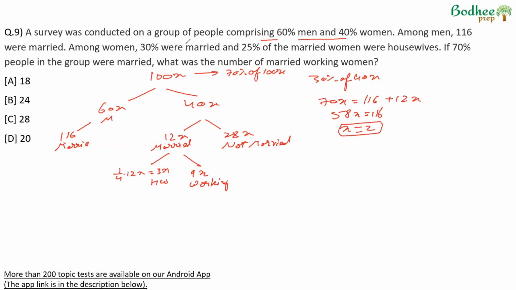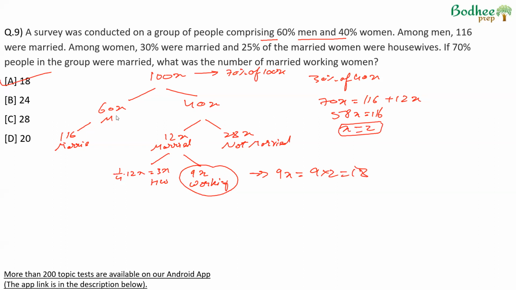which is 2. The question is, what was the number of married working women? Married working women was this, which is 9x. Married working 9x, which will be nothing but 9 into 2, which is 18. Option A becomes the answer.